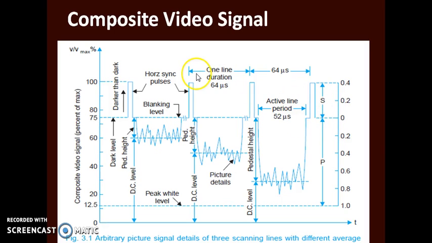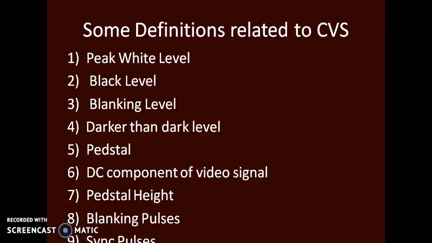We all know that the horizontal scanning frequency in case of TV is 15,625 Hz. So one line duration will be 64 microseconds, out of which only 52 microseconds is the active line period. That is, for the 625 line scanning system, the horizontal scanning frequency is 15,625 Hz and the vertical scanning frequency is 50 Hz. Accordingly, these standards differ. These definitions we have already talked about: peak white level, black level, blanking level, pedestal, DC component, all these values.